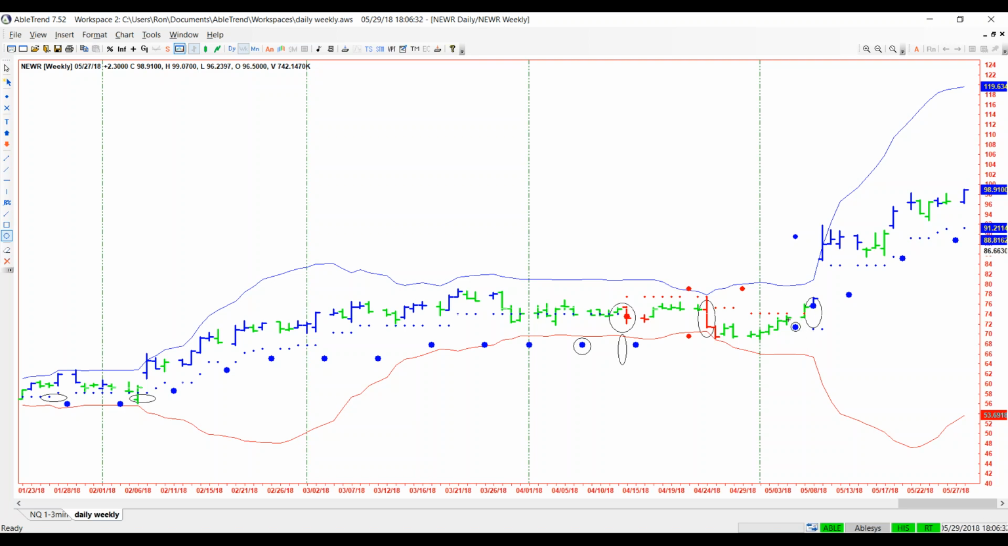Blue bar, blue dot, triple confirmation. What's most important? No red dot above. This red dot is here, but that was over 7 or 8 days ago. So we're clear, there is no red dot going to show up. And in fact, a blue dot does.